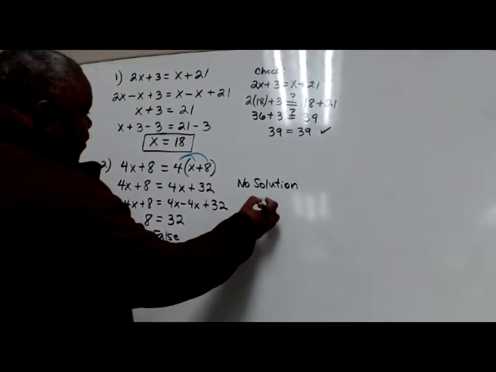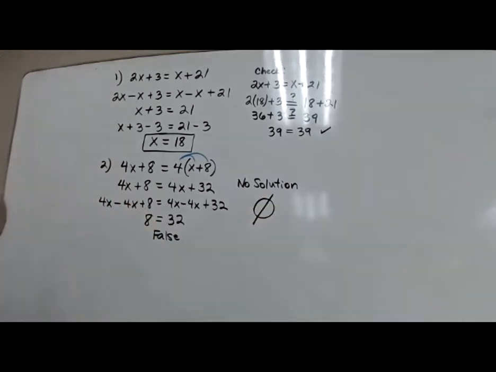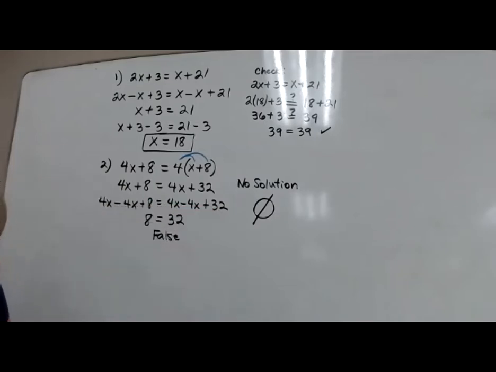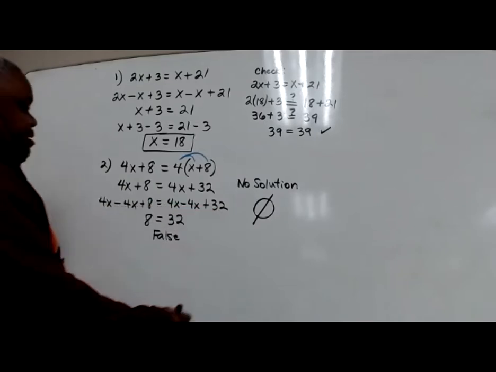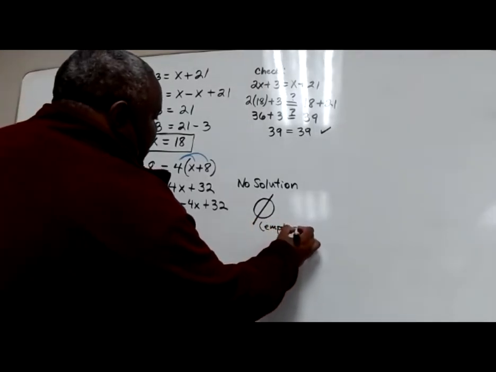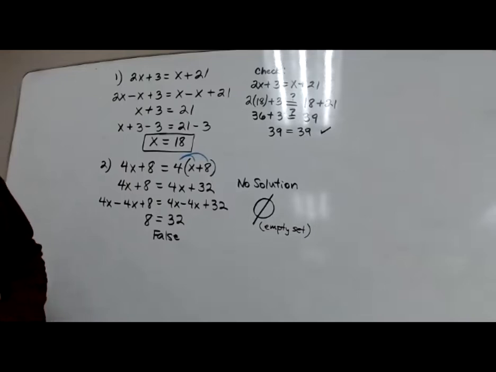Now, sometimes when you want to indicate that there's no solution, they use this symbol, a circle with a slash over it, which is actually the empty set. And that means that there's no value of x that will satisfy that linear equation. Okay. Any questions on example 2? Okay.